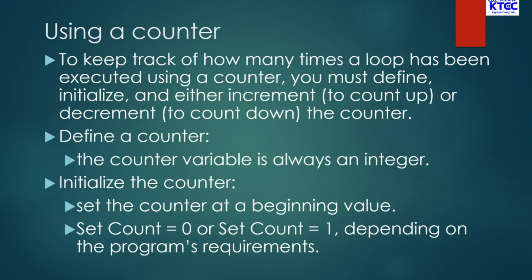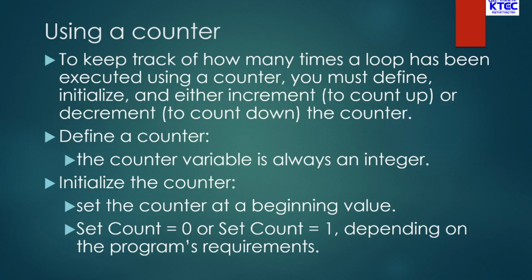So you define a counter. Defining a counter means the number of times you want the program to get executed or to run. Then the counter variable is always an integer. It's a number that we can either increase or decrease; we can add or reduce, or subtract. After that, you initialize it, you start it. So you set the counter at the beginning value, at the beginning of the program before it starts. So prior to your starting, you know the number of times you are going to run the program.